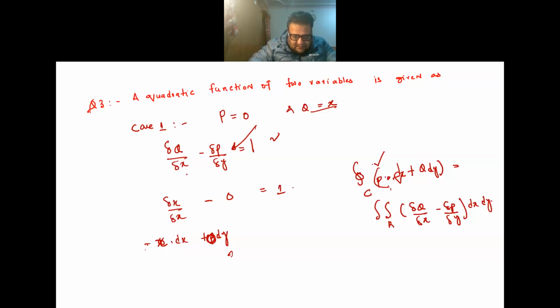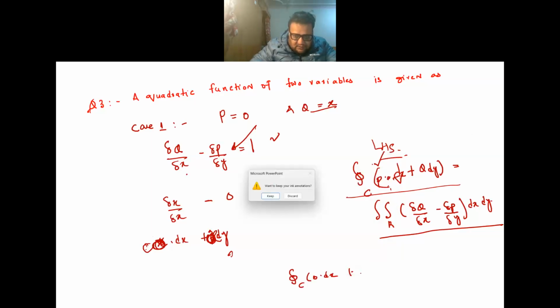So here it will become 0 into dx plus the Q value, x into dy, if I substitute here. On the left-hand side of this equation, I get 0 into dx, and instead of Q over there, x into dy.